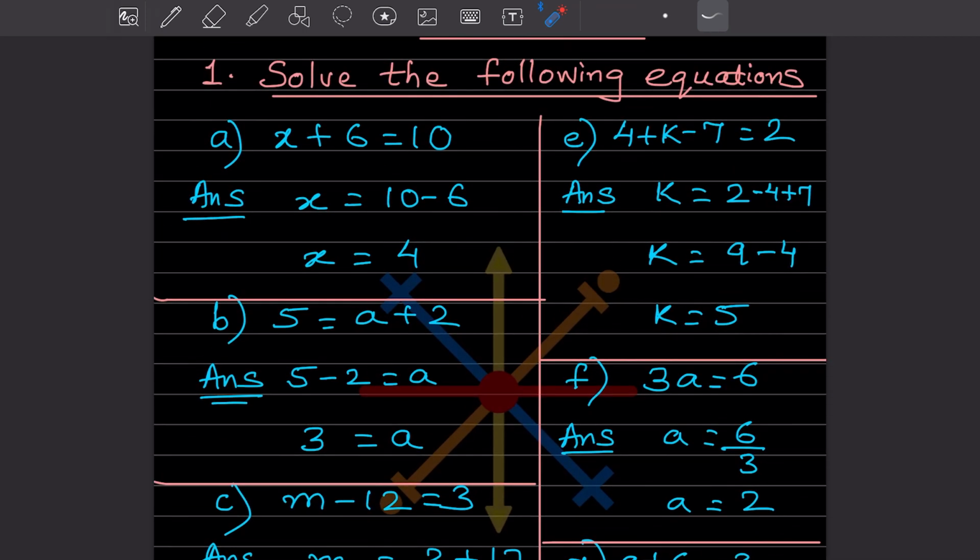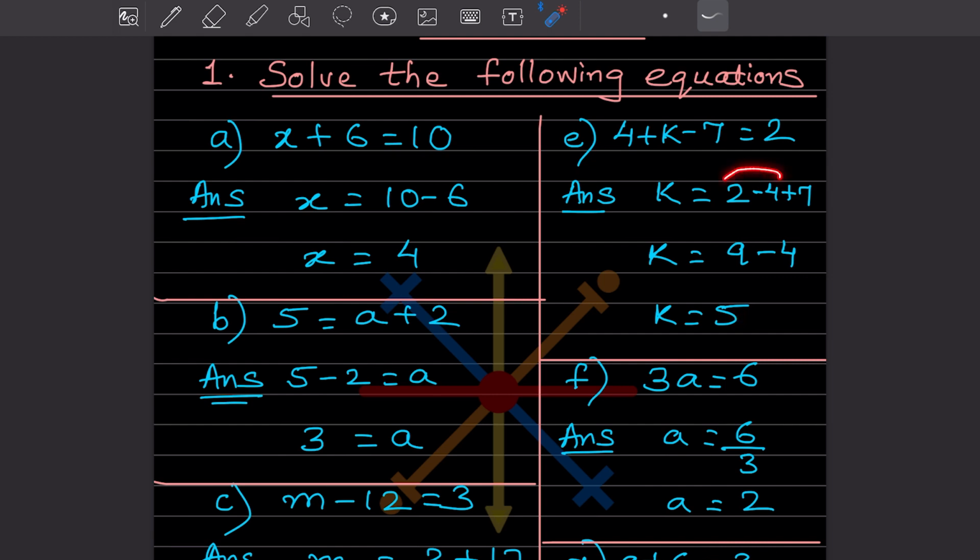Now look at this one. This is k. K is on the left hand side itself. So 2 is here on the right hand side. Now when I take this one, this plus 4 will go minus 4. Minus 7 will become plus 7. So first thing, what are we going to do? What did I do here? Why did I write here 9? I just took both the positive integers first. You can do it anyway. 2 plus 7 is 9, and 9 minus 4 is 5.